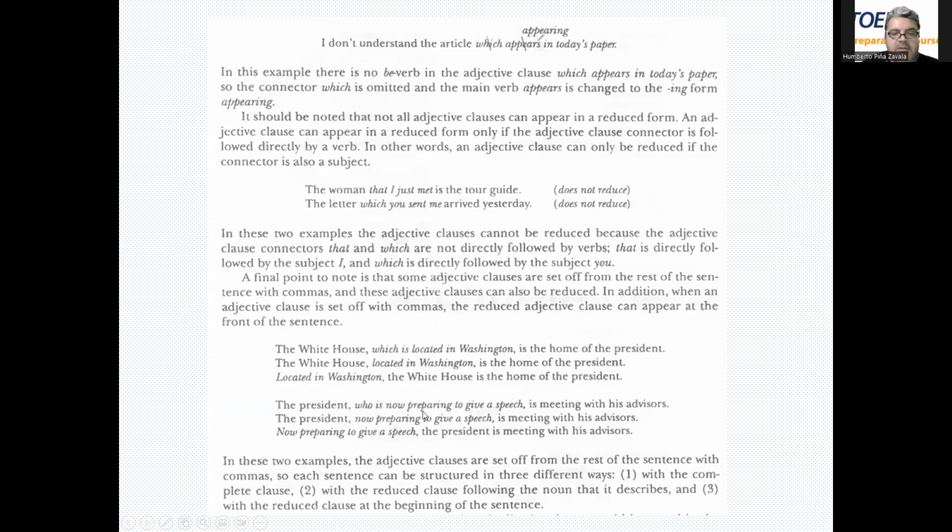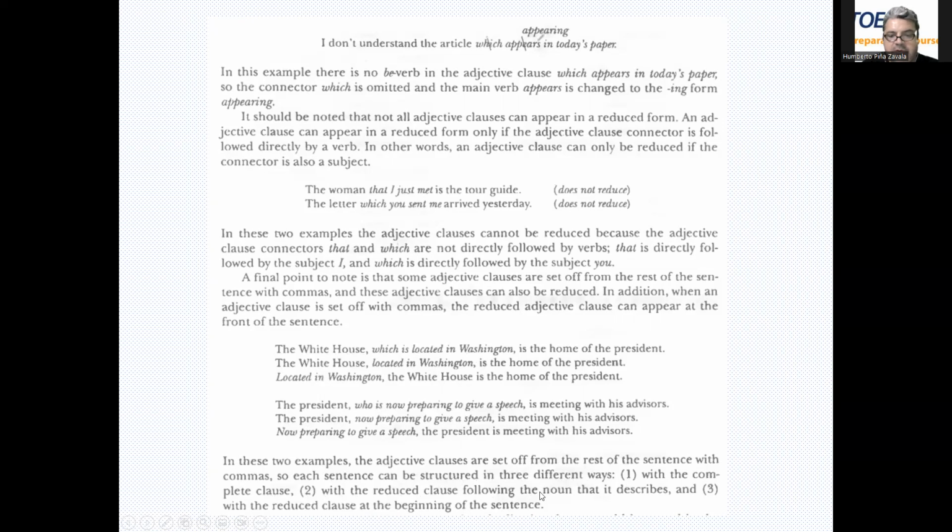The president, who is now preparing to give a speech, is meeting with his advisors. The president, now preparing to give a speech, is meeting with his advisors. Now preparing to give a speech, the president is meeting with his advisors. In these two examples, the adjective clauses are set off from the rest of the sentence with commas, so each sentence can be structured in different ways. One, with a complete clause: the White House, which is located in Washington; the president, who is now preparing to give a speech.